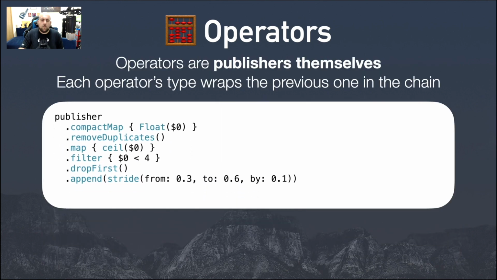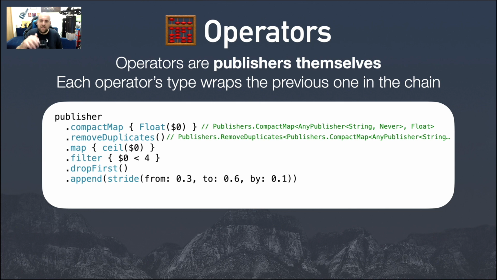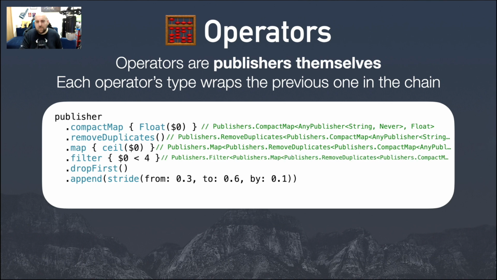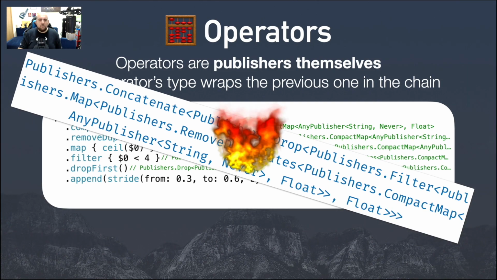So operators, one interesting fact about publishers is that they are themselves types. So the first publisher we had is an integer. As soon as we have a compactMap on it, this is the type it becomes, a compactMap of a publisher of float. Then we have a removeDuplicates of a compactMap of a publisher, a map of removeDuplicates of compactMap, filter of, so anything you see wraps the thing that comes before it. And by the end of this entire chain, we get this massive, incomprehensible type that there is no possible way we can return from a method.